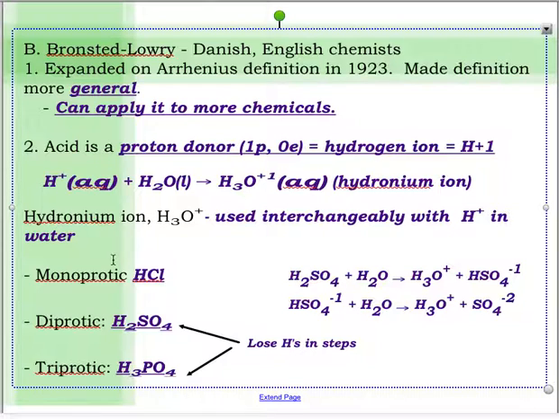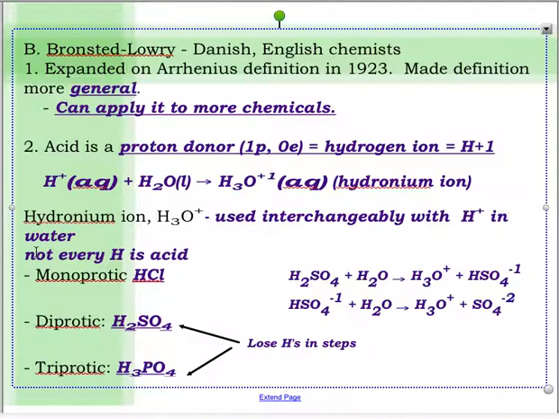They also talked about the fact that there are these things called monoprotic, diprotic, and triprotic acids. A monoprotic acid only has one acidic hydrogen. So hydrochloric acid, there's one hydrogen that's acidic. A diprotic acid has 2 hydrogens that are acidic. So you can see here we have H2SO4. And then a triprotic acid has 3 acidic hydrogens.